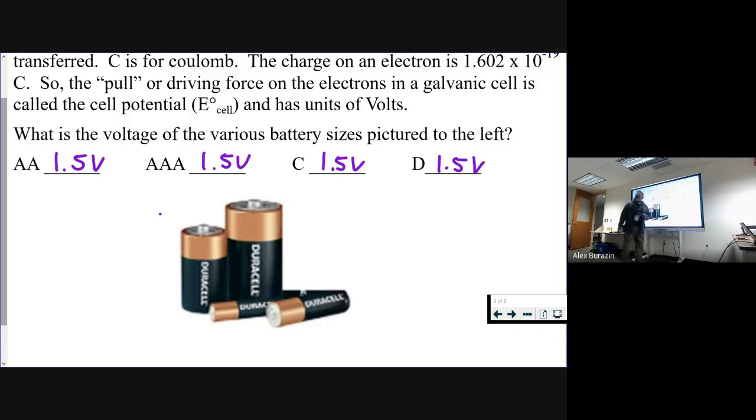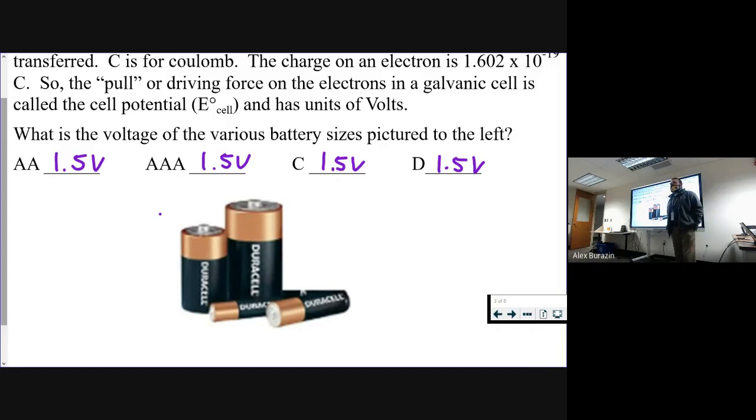Great question. The battery life. Bigger equals more stuff, and more stuff means it's going to last longer. They all actually are the exact same chemical reaction occurring. All of the standard batteries that we use in our lives, mainly double A's and triple A's, are undergoing the exact same redox process, and their potential is 1.5 volts.